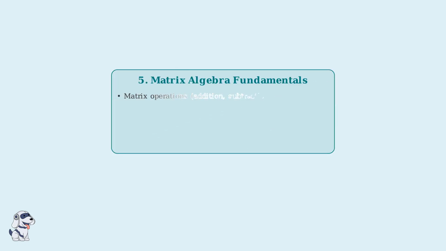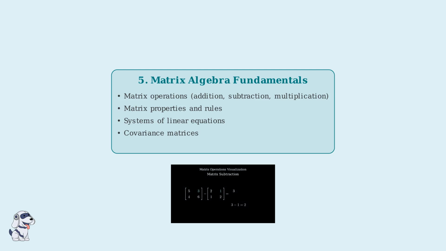Finally, you need mathematical foundations in matrix algebra. Matrix algebra is crucial for understanding the mathematical structure of mixed models. You need to know matrix operations, multiplication, and how matrices represent systems of equations. This knowledge helps you understand the G and R covariance matrices in mixed models.